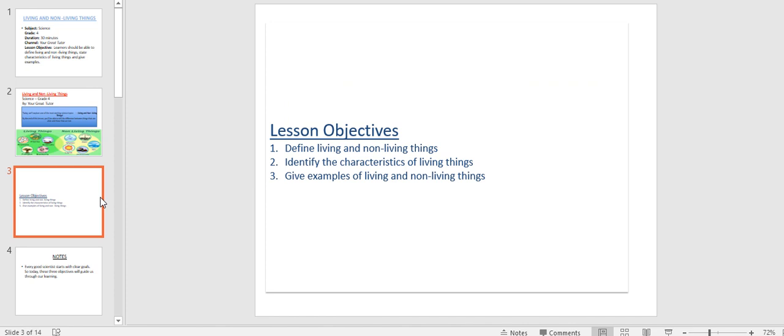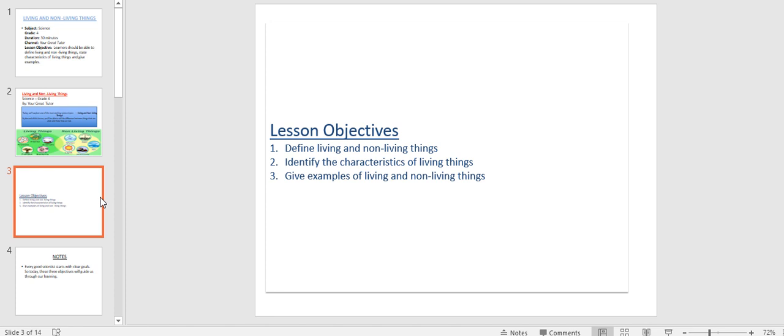Lesson objectives. By the end of this lesson, as a learner, what should you have gained? First of all, you should be able to define living and non-living things. You should be able to explain very well what living things are and what non-living things are. Another objective is that you should be able to identify the characteristics of living things. The third objective, you should be able to give examples of living and non-living things.